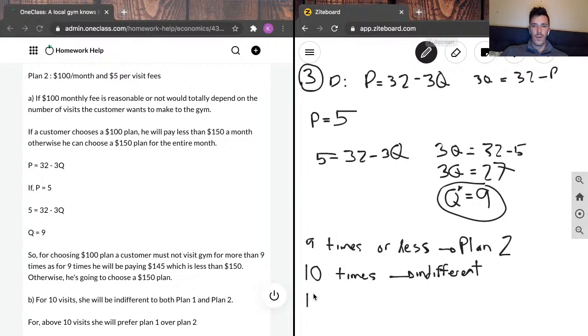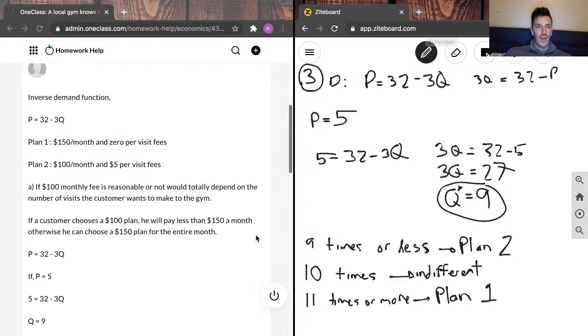And if they go 11 times or more, they're going to go with plan 1, because if they were to go with plan 2, they would pay a $100 flat fee, they would pay $5 a visit, and they visit 11 times. That would cost them $155. It would be cheaper if they did plan 1.